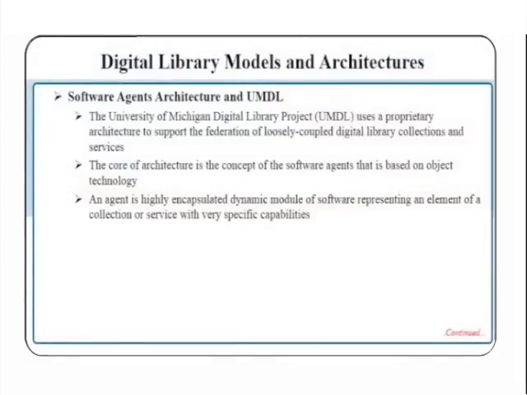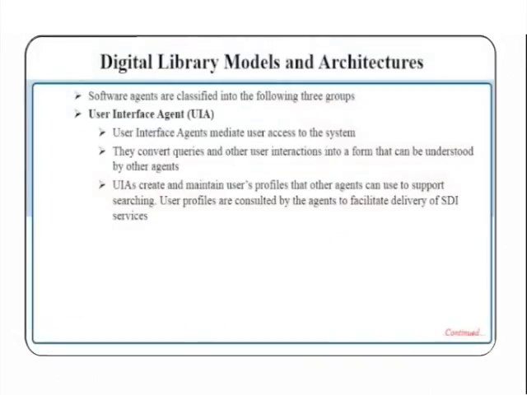Software Agent Architecture and UMDL. The University of Michigan Digital Library Project, UMDL, uses a proprietary architecture to support the federation of loosely coupled digital library collections and services. The core architecture is the concept of a software agent that is based on object technology. An agent is a highly encapsulated dynamic module of software representing an element of collection or services with very specific capabilities.